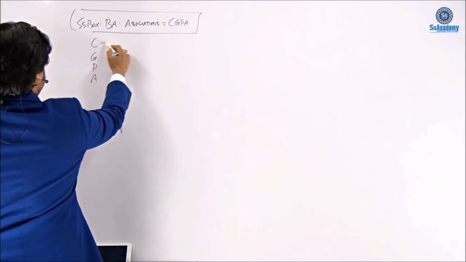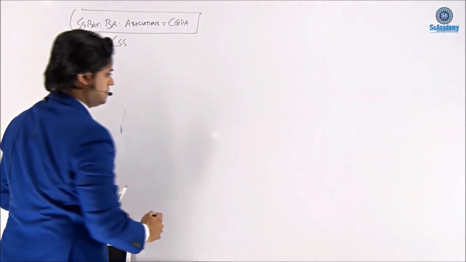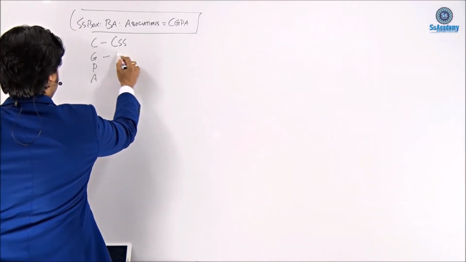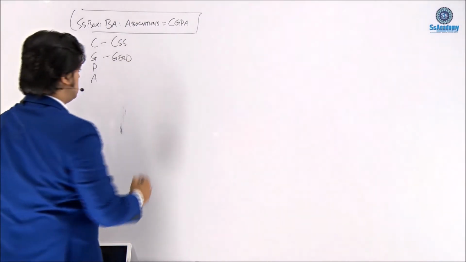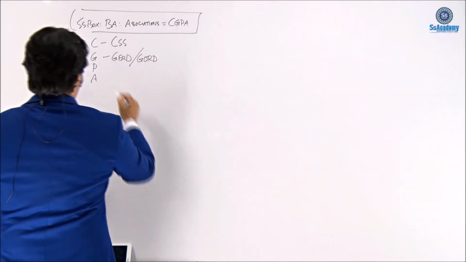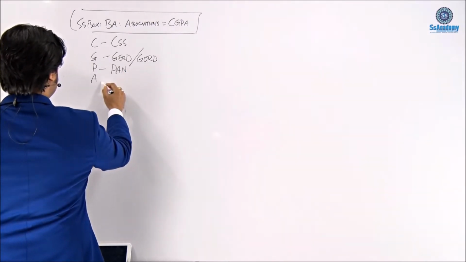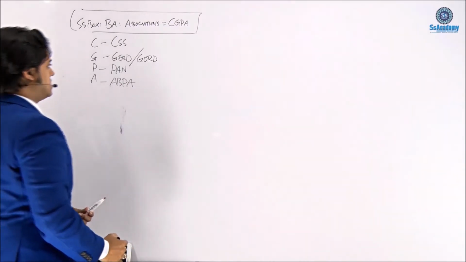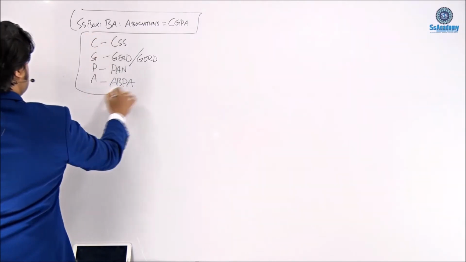CGPA, all right? C stands for Churg Strauss syndrome, whatever you can say. G for GERD, that is gastroesophageal reflux disease. Somebody says GORD, no problem. And P for Polyarteritis nodosa. And A stands for ABPA, sometimes I say ABPA, that is Allergic bronchopulmonary aspergillosis. So yes, this is a box.